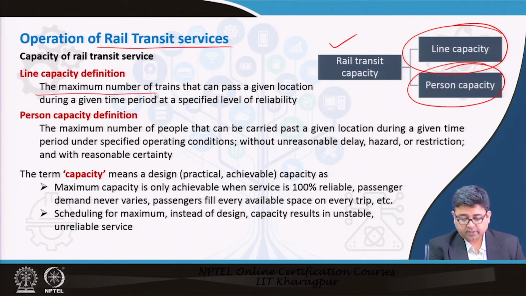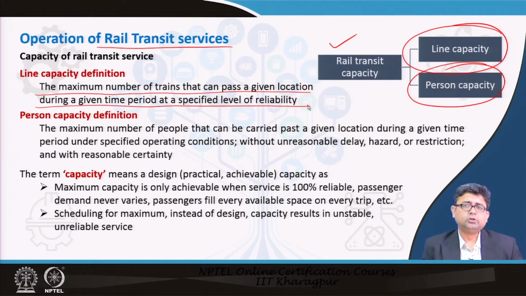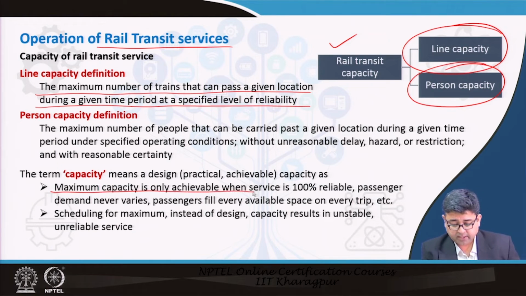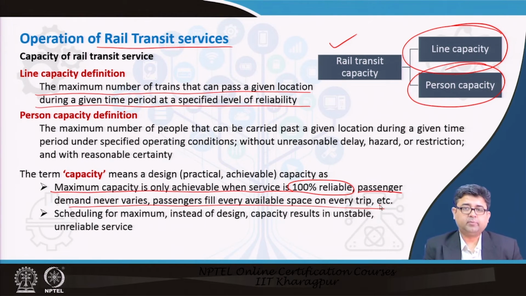Line capacity is the number of trains that can pass a given location during a given time period at a specified level of reliability. So, you see that the definitions are also very much similar. There we had bus capacity or vehicle capacity. Here we have line capacity. Person capacity is similar to what we have in the bus transport arena as well. Again, here also we have reliability. So, maximum capacity is only achievable when service is 100% reliable and passenger demand never varies. This was the situation for bus transport as well. So, when you talk about bus and rail transport, the basics of measuring capacity are very similar.